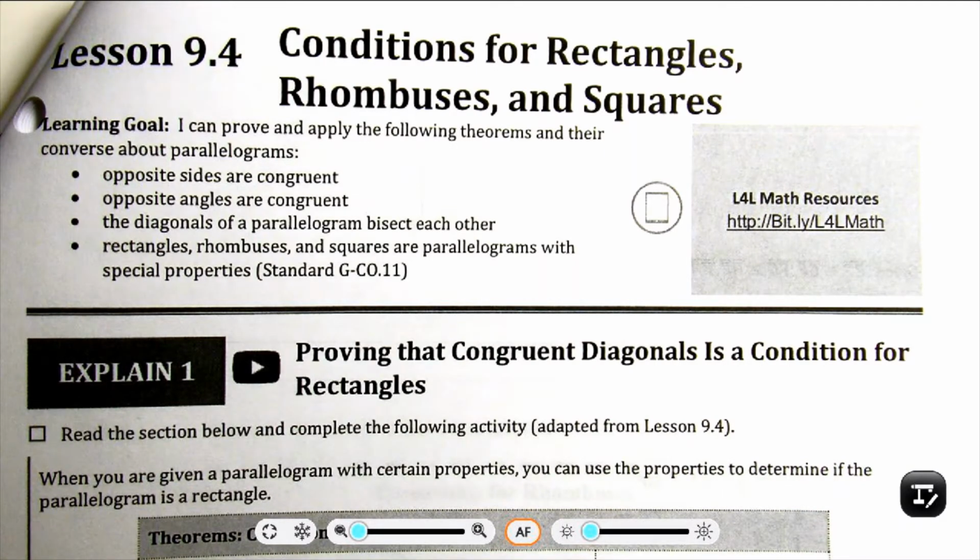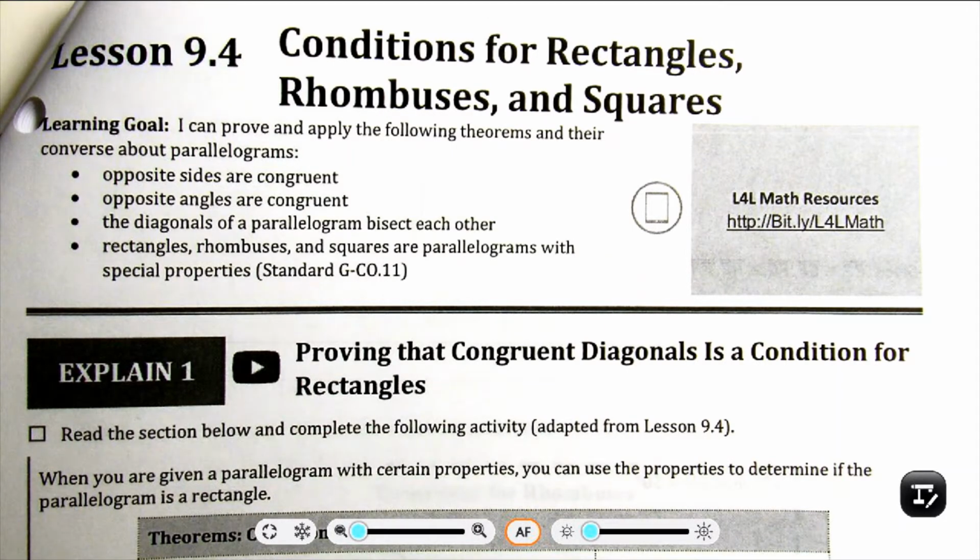Hello class, this is lesson 9.4, conditions for rectangles, rhombuses, and squares. In this lesson, we're going to learn how to prove and apply the following theorems about converses, about parallelograms, including opposite sides are congruent, opposite angles are congruent, diagonals of parallelograms bisect each other, and then we're going to focus on rectangles, rhombuses, and squares.